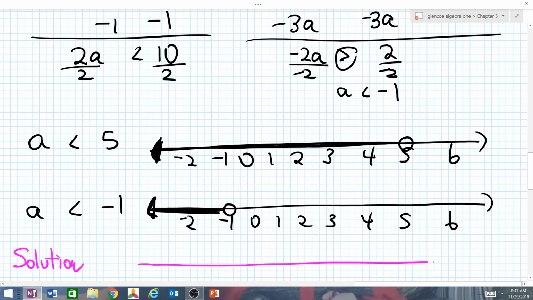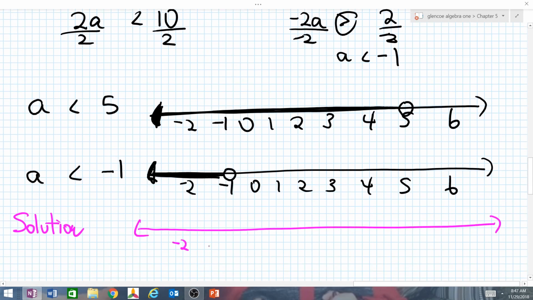And so now my solution is my number line. Graph 1 and graph 2 are getting married. So graph 1 has an open circle at 5, but graph 2 doesn't.